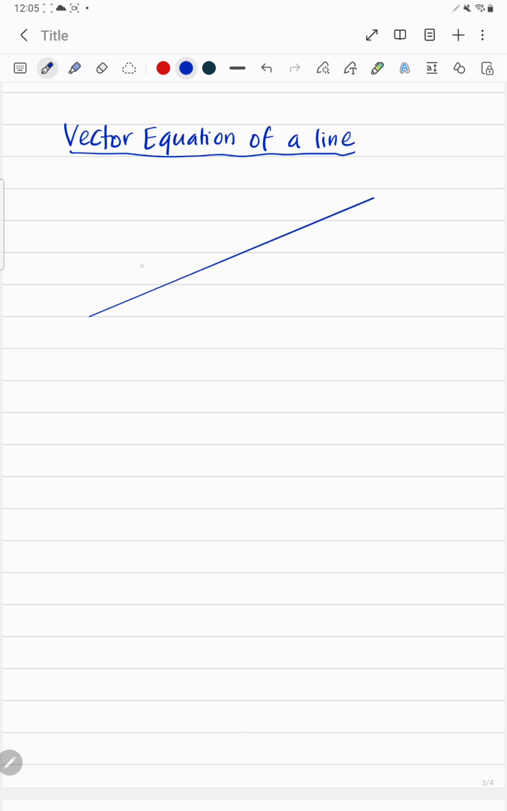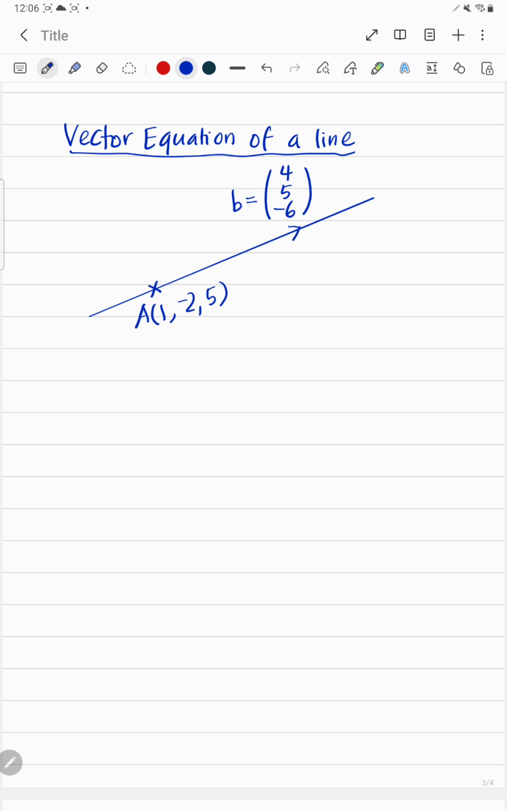How do we present the equation of a line in vector? If we have a line that passes through point A having coordinates of 1, -2, and 5, and the direction vector of the line is, let's say I call it B, which is 4, 5, and -6.